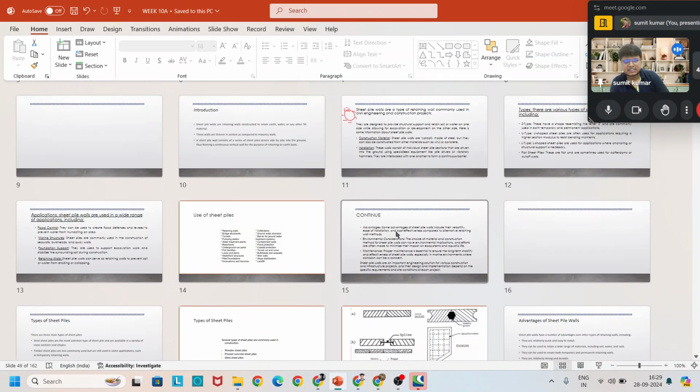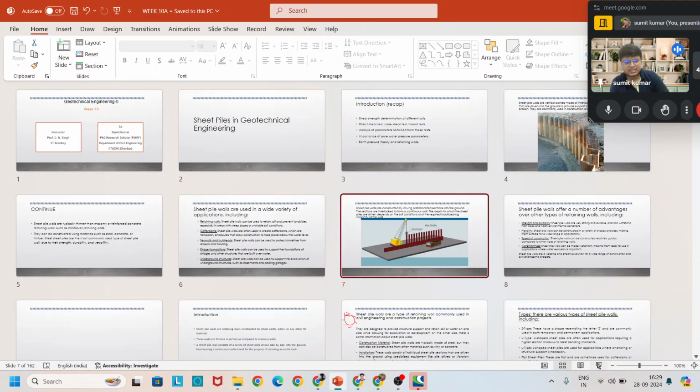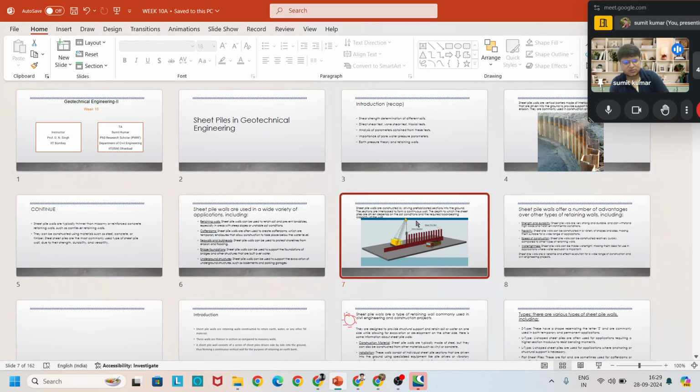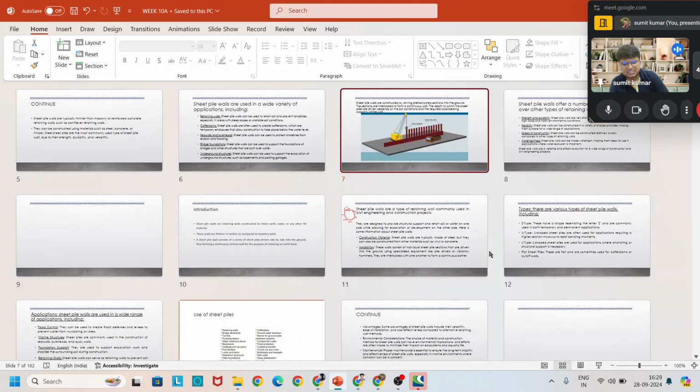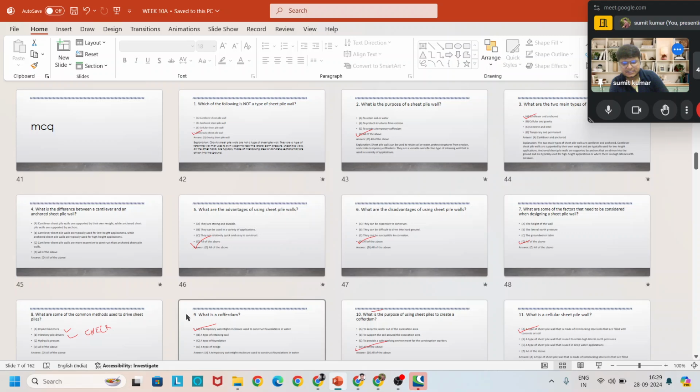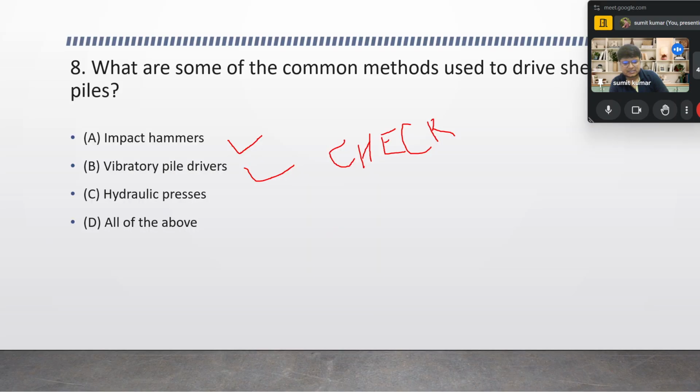See over here, for driving the sheet pile wall, we use a vibro hammer, right? Now see this question. In some other slide, you see the impact hammer. In option B the vibro pile driver is mentioned. In option A, the impact hammer, that is the pile hammer, is mentioned, right?